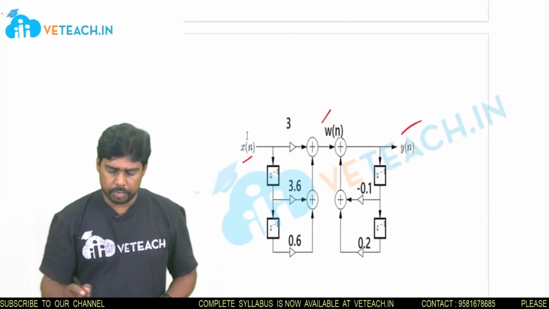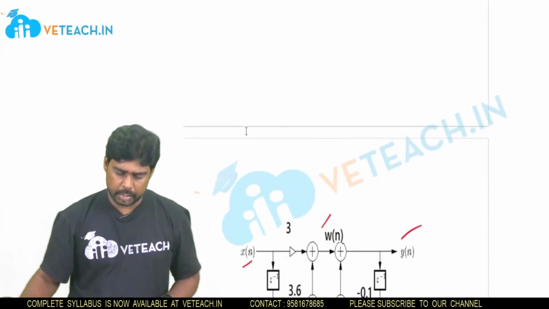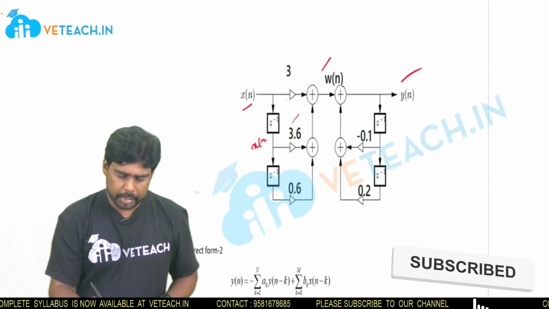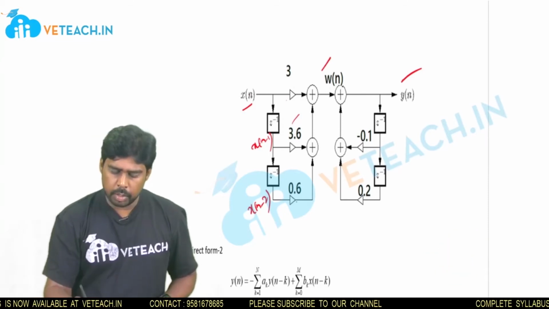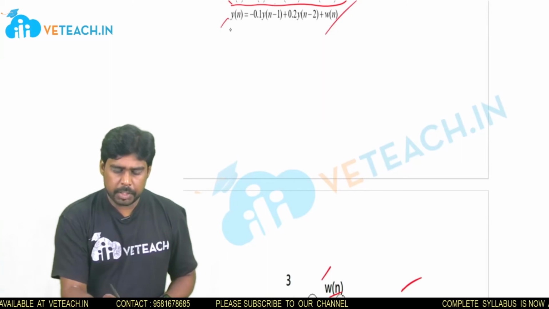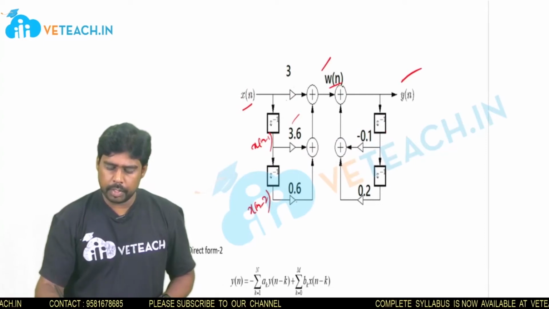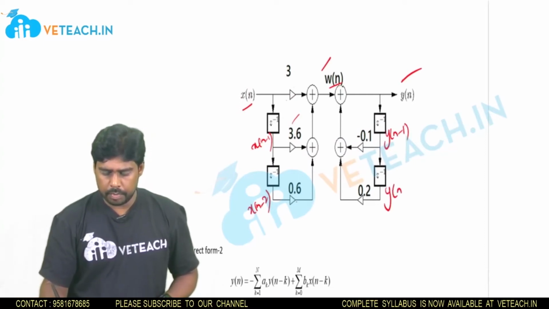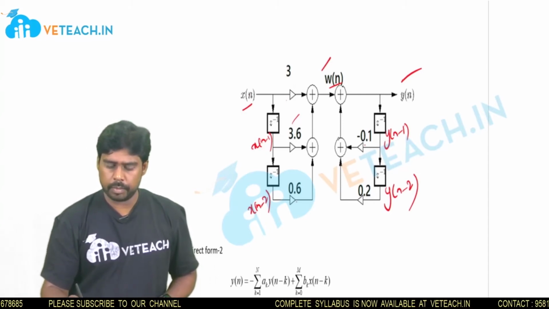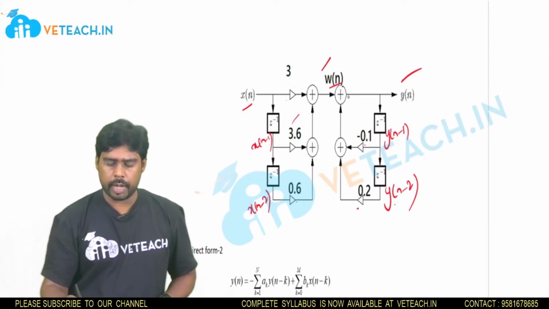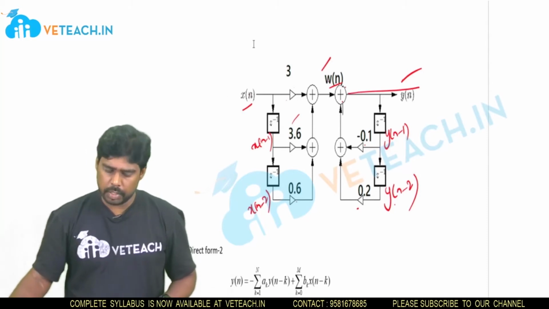So 3 into x of n, multiplied by 3. And x of n minus 1 is multiplied with 3.6. This is x of n minus 1. And x of n minus 2 is multiplied with 0.6. Add all this, you will get w of n. And see the expression for y of n and w of n. This is the expression. So based on that, this is y of n minus 1, this is y of n minus 2. Simplify, y of n minus 1 into minus 0.1, y of n minus 2 into 0.2. Add all this and add that with w of n, you will get y of n. This is direct form 1 structure.